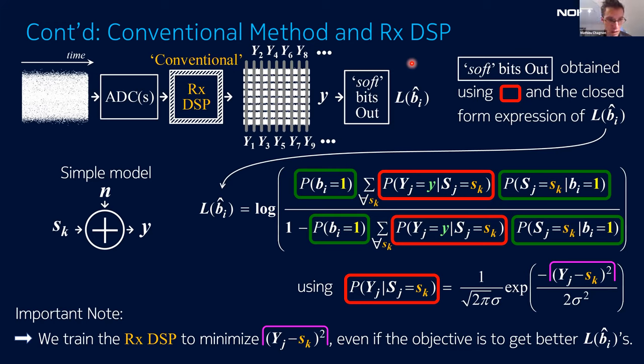Okay, one important note is that, as you can see, we're actually looking to get posteriors and improve on the posterior, but what we typically train for in the system is to actually minimize the assumption of the red box. We actually train to minimize, or said differently, maximize the value of this red box, which is the probability, or said differently, minimize the squared difference here, even if the objective is to get better, on average, better L of B hat. I think it's important to mention this.